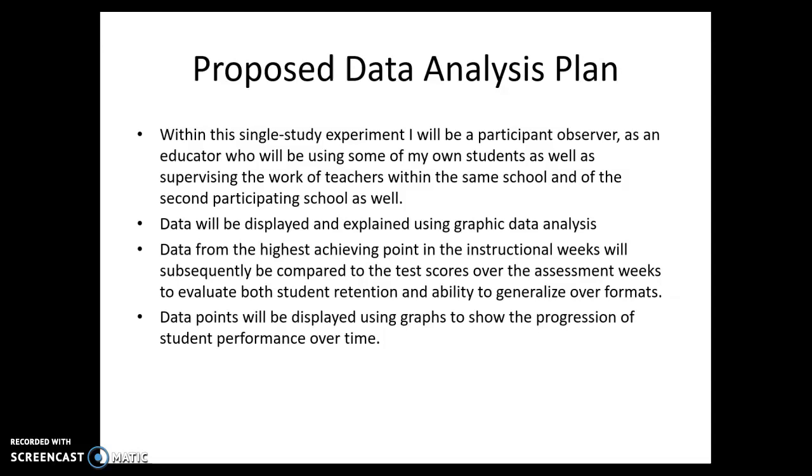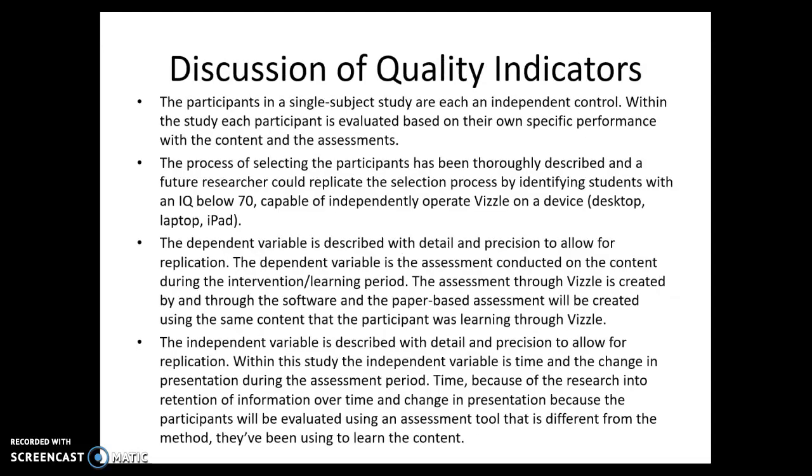The data will be displayed and explained using graphical data analysis. In short, I will use graphs. I mean, obviously I will break it down as well, but the more common and accepted way to explain data in a single subject research project is through visual analysis.